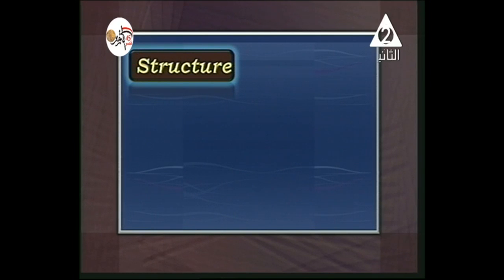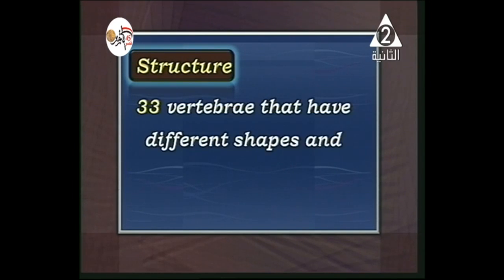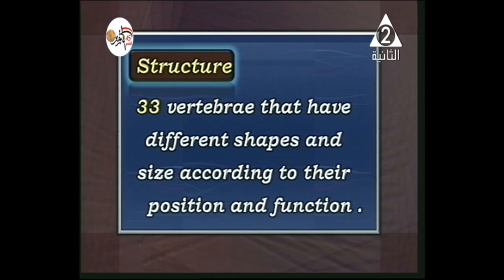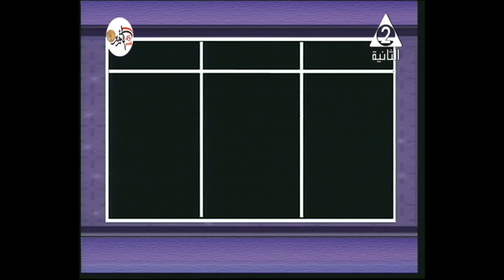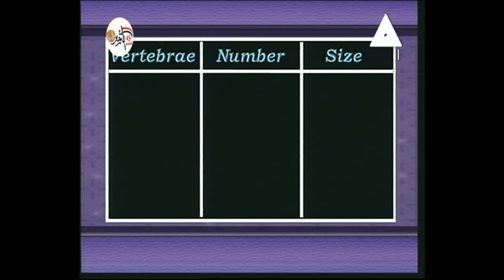What about the structure of the vertebral column? Well, it consists of 33 vertebrae, and we have here a video to show you the structure of vertebrae, which have different shapes and sizes according to their position and function inside your body and along the vertebral column. We have a table here to show you the vertebra, the number of vertebrae, and the size. I'm starting with the number. What's the number of each vertebra?